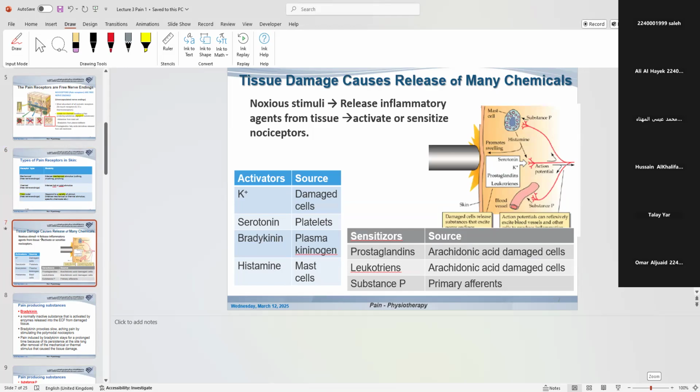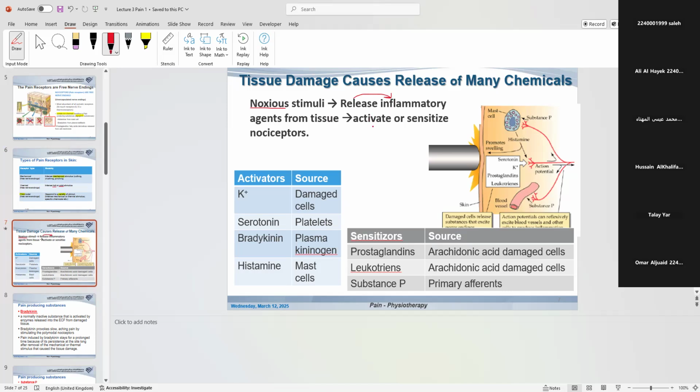Whenever there is tissue damage, a number of chemicals are released. Now some of these chemicals are the actual activators of these receptors. So we call them activators, such as potassium, serotonin, bradykinin, and histamine. They are the ones which actually activate the nociceptors. And their sources, as written here, are damaged cells, platelets, plasma kininogens, and histamine from mast cells. These two were discussed in the last slide also.